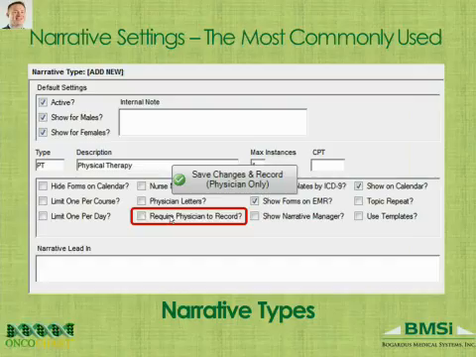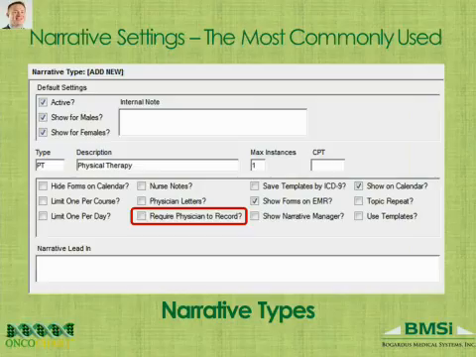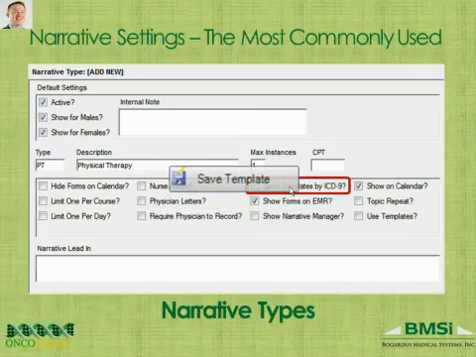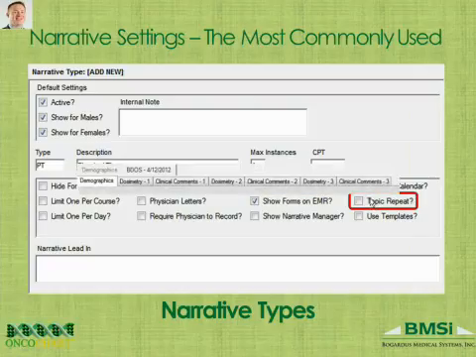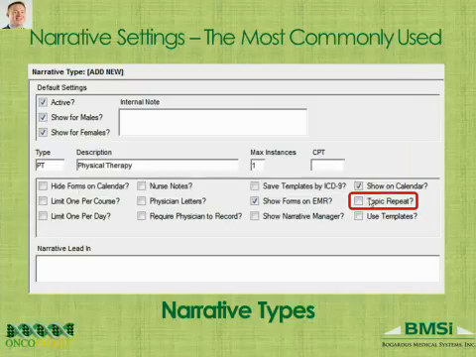Narrative forms, as we talked about earlier, are a way to subcategorize the narrative types. As such, they do not have very many settings. One thing I would like to point out is that the CPT can be explicitly defined for each narrative form. If all the narrative forms in a narrative type will send the same CPT, then that would be defined at the type level. Or if they will send no CPT, then the default selection, narrative type, as you see here, should be used.